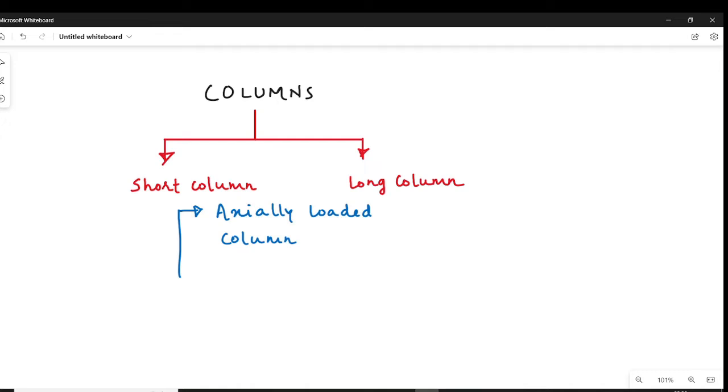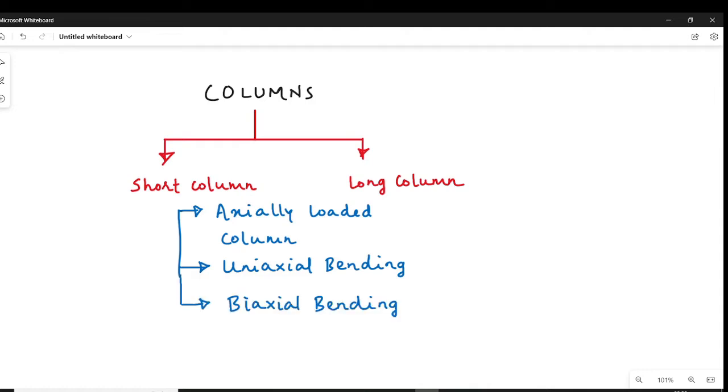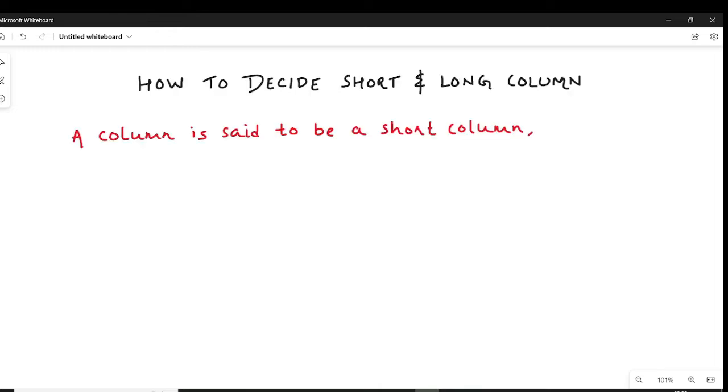So we have axially loaded columns, then we have uniaxial bending, which means bending will be there in one direction, and biaxial bending, where bending will be there in both directions, in the x direction as well as in the y direction. So first we have to see how to identify whether a column is a short column or a long column. Okay, so we have to decide whether the column is a short column.